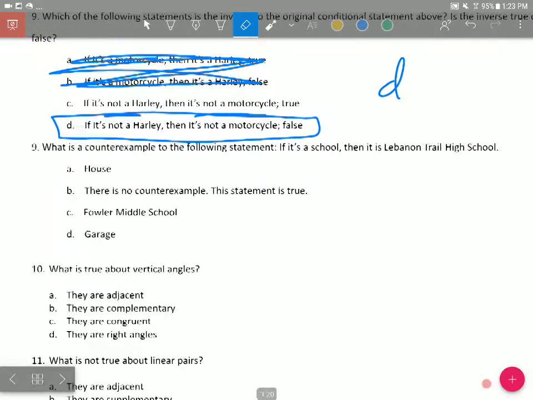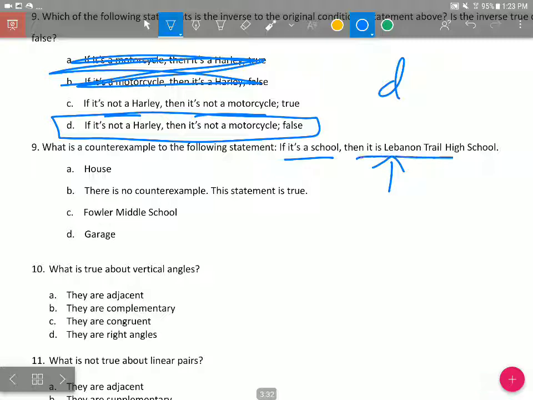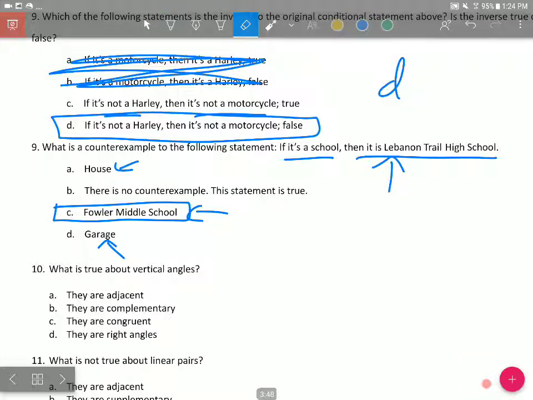What is the counterexample to the following statement? If it is a school, then it is Lebanon Trail High School. Remember, a counterexample is an example that proves this false. Well, we know there are more schools than Lebanon Trail out there. It would be Fowler Middle School, because this is a school that is not Lebanon Trail. That's not a school. That's not a school. So that is your counterexample. Cool? Oh, there were two number 9s.